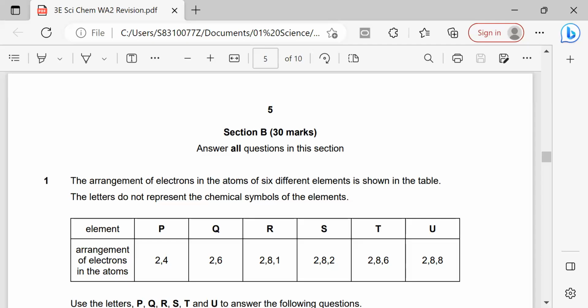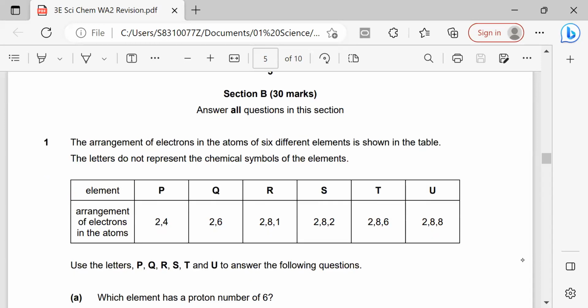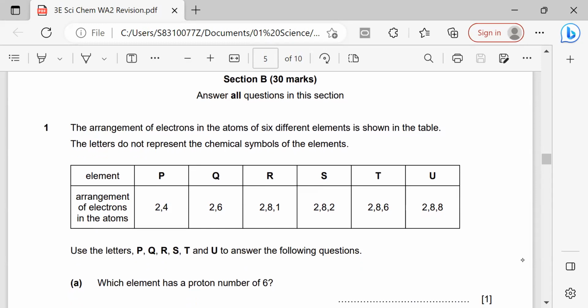All right, this will be the second part of the video, and now we shall go through section B of this practice paper. In section B, you will realize that there are a variety of questions over the topics chapter 3, 4, 5, and 6. In the first question, you are given 6 different elements, P, Q, R, S, T, and U. And the letters, of course, do not represent the symbols of the elements.